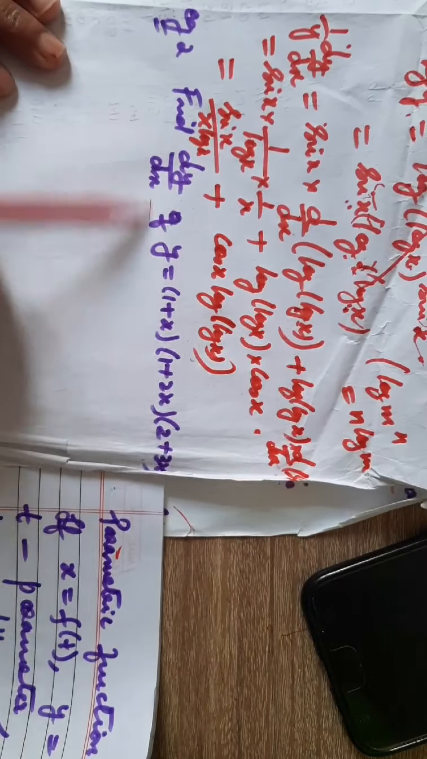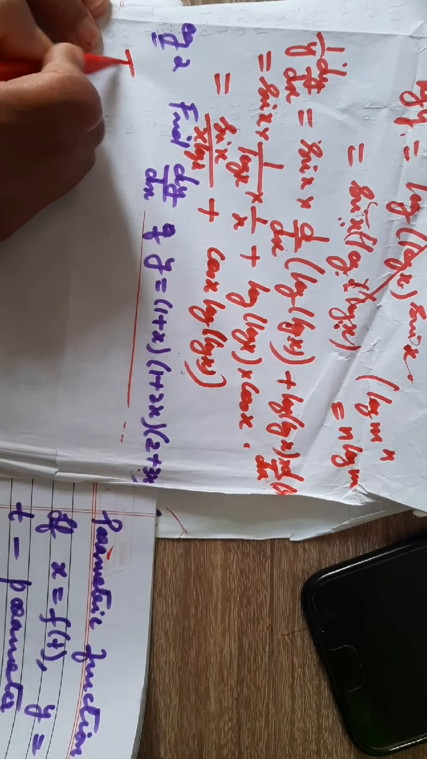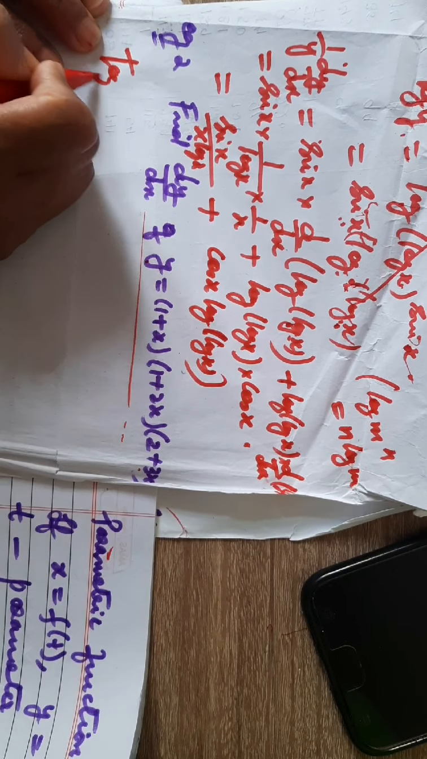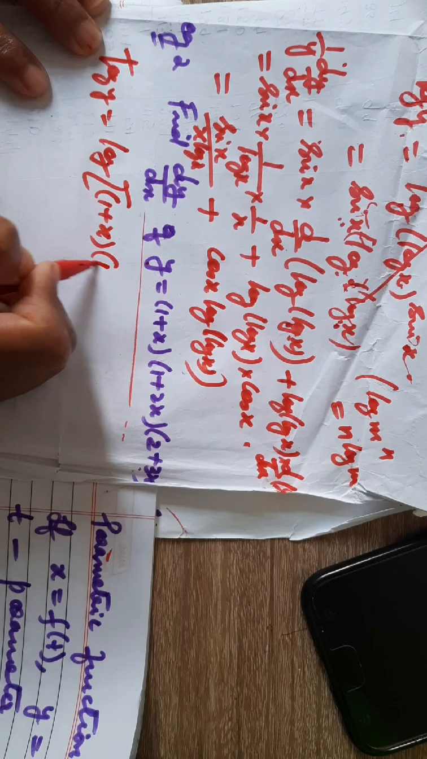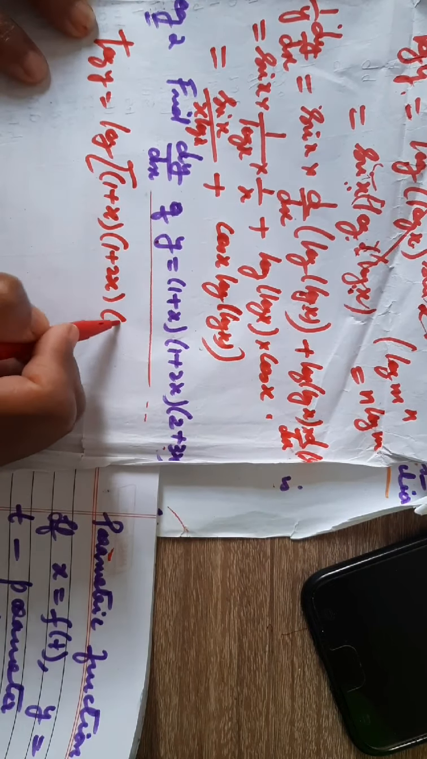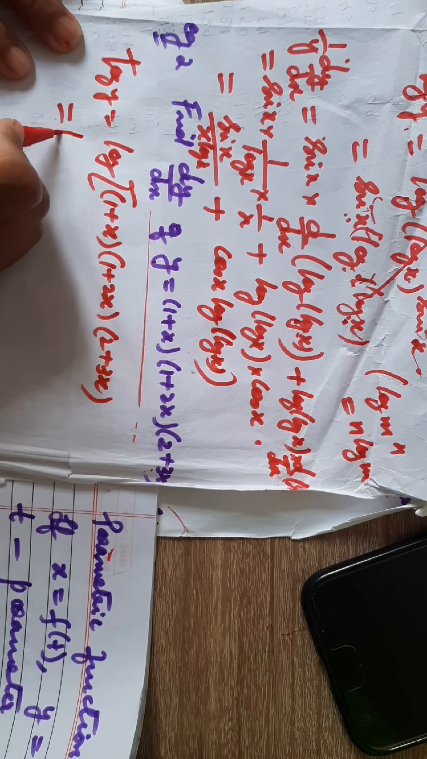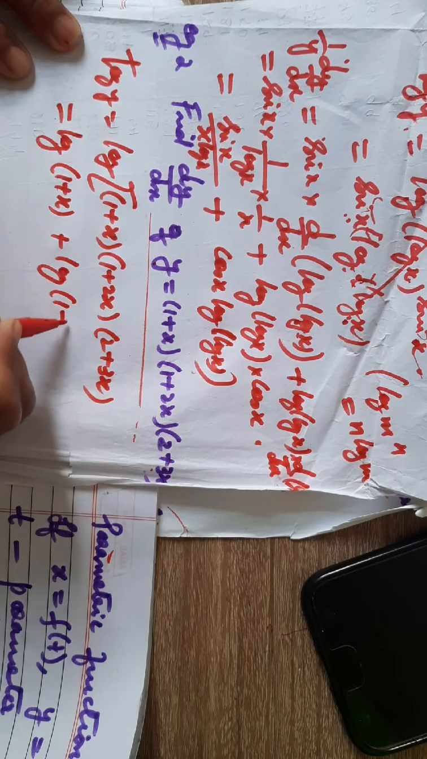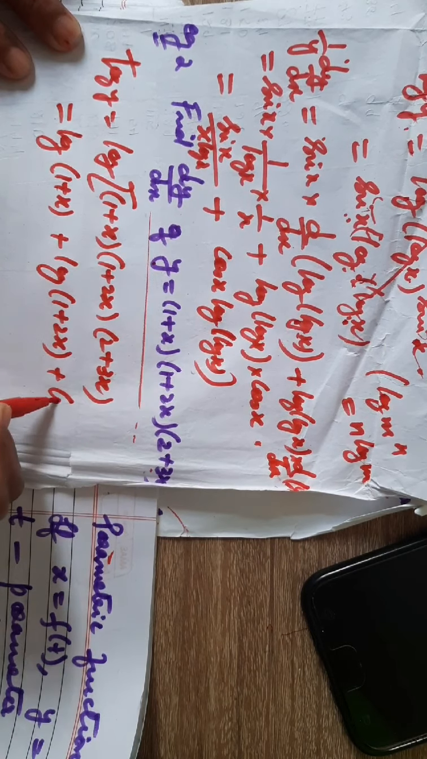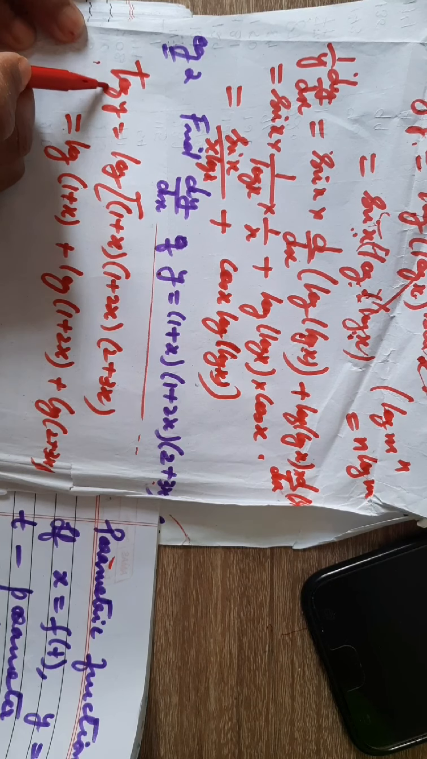Now let me come to that type 2. Find dy/dx if y is equal to this one. So here taking log on both sides, you'll get log y is equal to log of (1 plus x) into (1 plus 2x) into (2 plus 3x). By properties of logarithm, it will be log of 1 plus x plus log of 1 plus 2x plus log of 2 plus 3x. Now differentiate this one with respect to x.